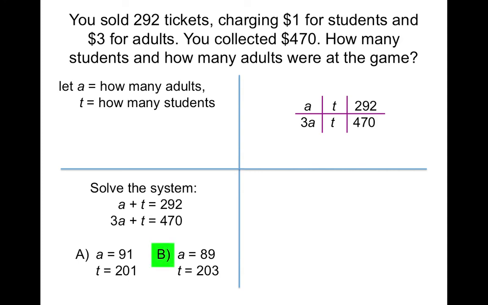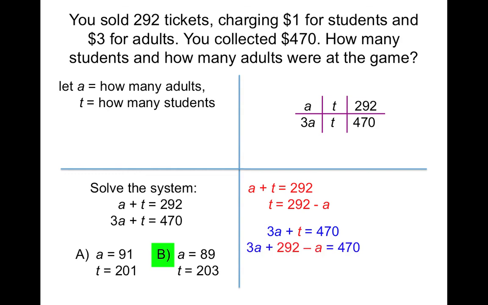The solution to this system happens when a is 89 and t is 203. Instead of elimination this time, I'm going to use substitution. Since a plus t is 292, to get the t by itself, I'm going to subtract a from both sides. So t is equivalent to 292 minus a. My other equation is 3a plus t is 470. So I'm going to replace the t in the other equation with 292 minus a.